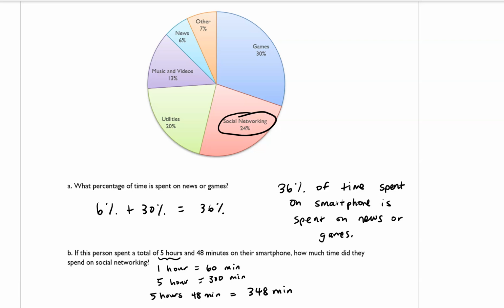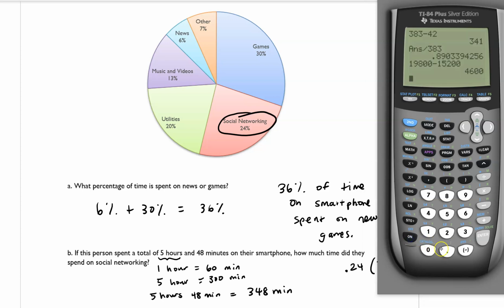So now that we have converted our time completely into minutes, now we want to take 24% of that. And remember, a lot of times when we hear the word "of" in the context of a word problem, most of the time that indicates that we want to do multiplication. So 24% as a decimal is written as 0.24 of 348. So we want to multiply those two numbers together.